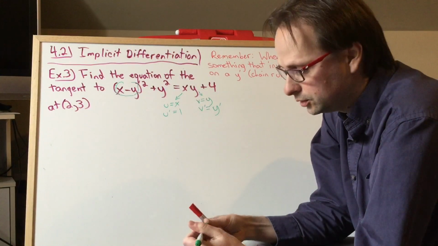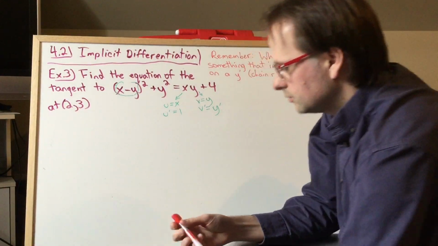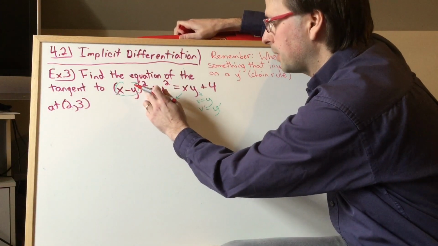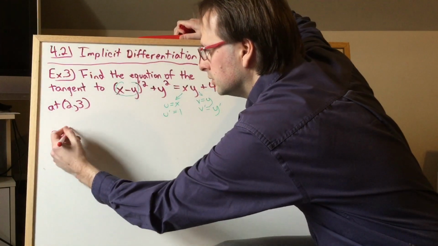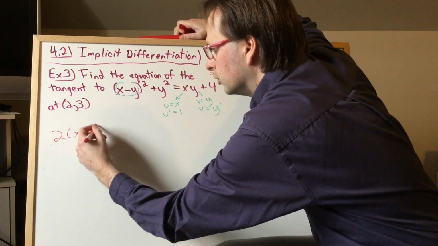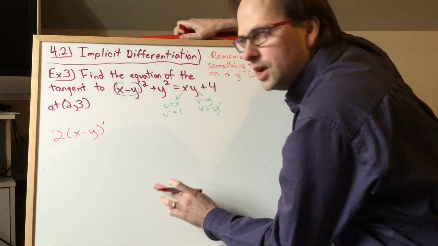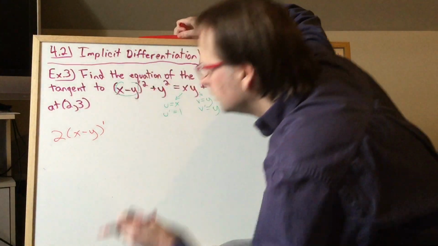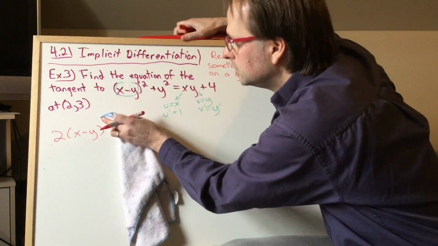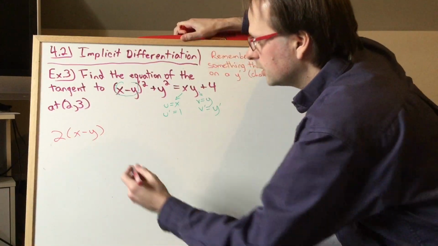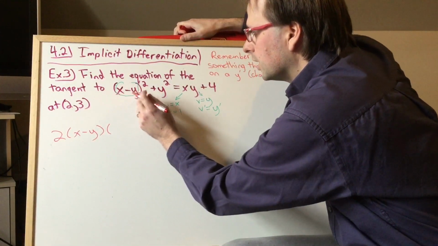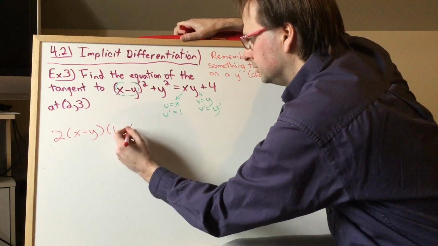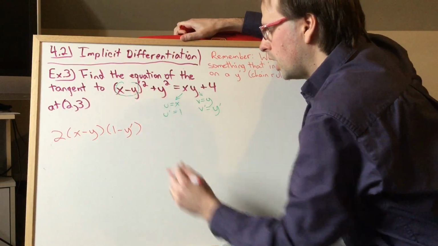So now we're ready to differentiate. Here's how I'm going to deal with this squared bit. I'm going to have the power come down, and the power goes down to a power of 1. I don't necessarily want to write that power of 1 because it looks kind of like a prime. So let me get rid of that. Then it would be times the derivative of the inside. So x minus y would have a derivative of 1 minus the derivative of y, which would be y prime.